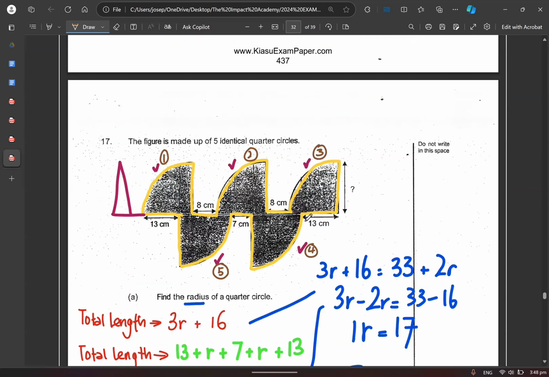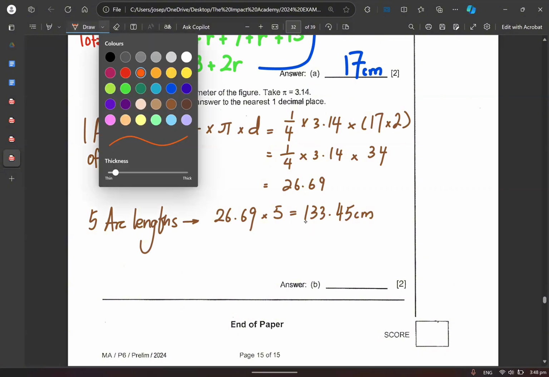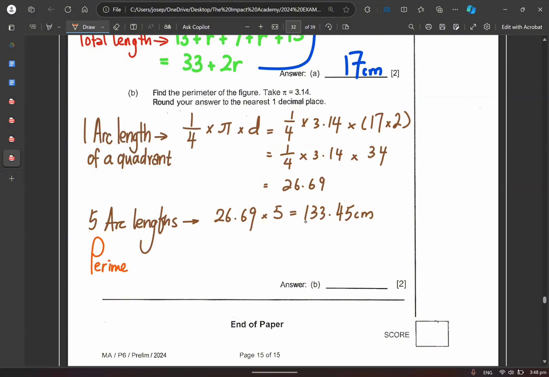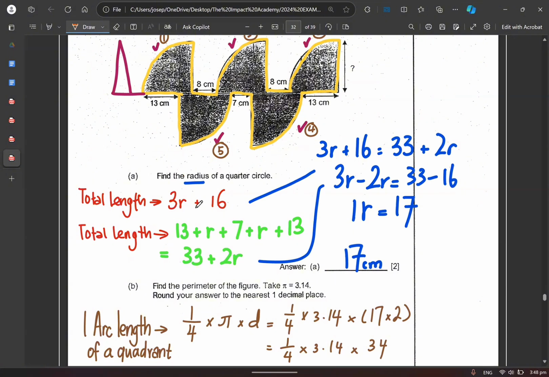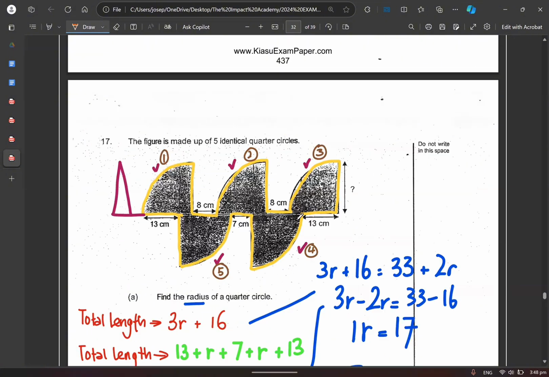Then what you want to do is you want to basically find the perimeter of the figure. All right, that means to say you're going to go by the flag. You can go by the flag, and then you're just going to add all of these up together. Basically, everything that I've highlighted in yellow. Okay, so that's how you would do it.